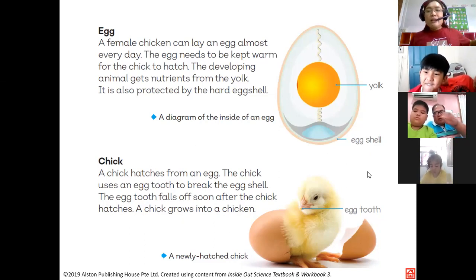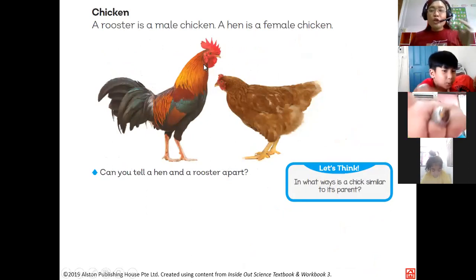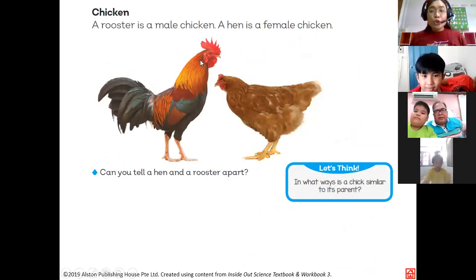Okay, now let's proceed to the next page. So we have chicken. So this is a male chicken, and a male chicken is called rooster. Rooster, okay? And this is the female chicken. And the female chicken is called hen. Male chicken, rooster. Female chicken, hen.